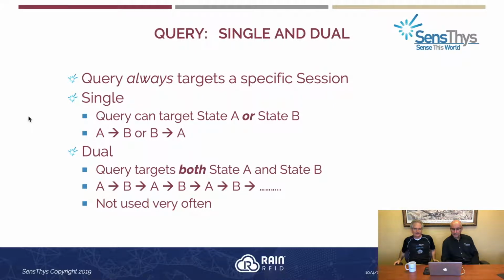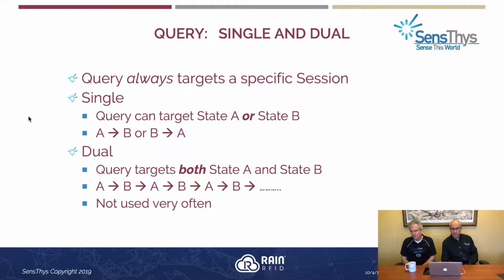Then there's this kind of funny thing, single and dual. Single targets a particular state. So you can target session to state A, and only those tags are read, and when they're read, they go to B. Or you can target session B, and when they're read, they go back down to A. Dual, you just say, I want to look at session 0, 1, 2, 3. But once you pick a session, you just read those tags, and it doesn't matter whether it's an A or B. If it's an A, after it reads, it goes to B. If it's a B, after it reads, it goes to A. So it goes A, B, A, B, A, B, A, B, A, B.